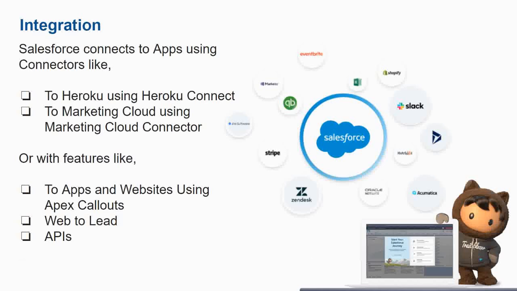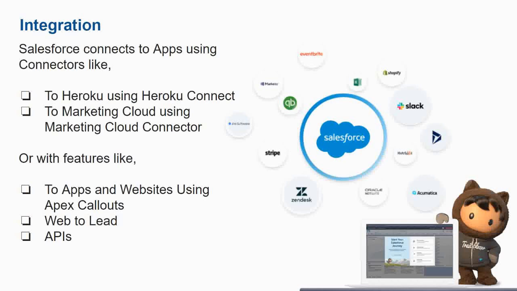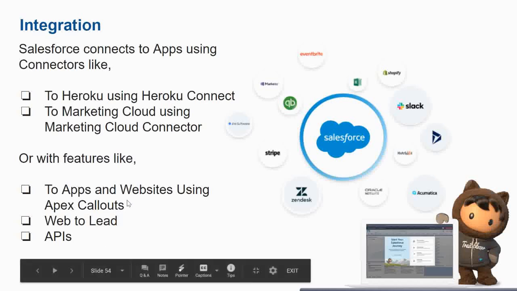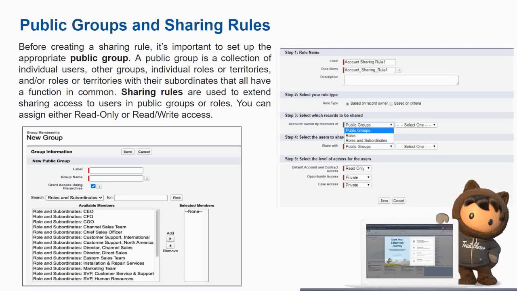Web to lead is where you expose a form inside a third party website. You get the data, and it will automatically flow into your SFDC. There are APIs, REST API and SOAP API, which you can always use to integrate. There are also multiple SDKs available, and these are also used to integrate with third party applications. Now we have come to sharing rules.